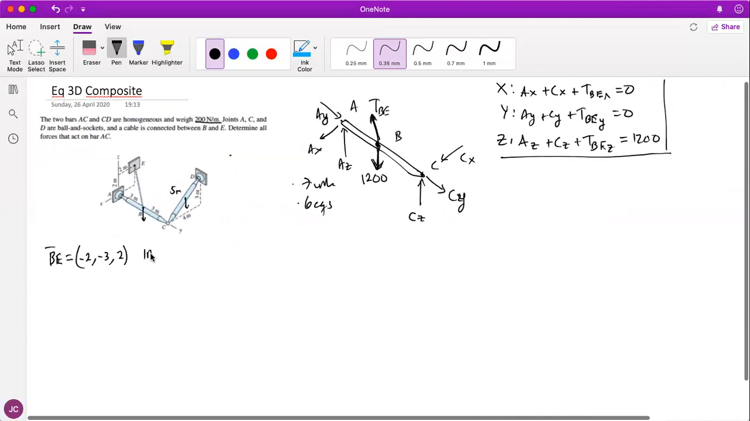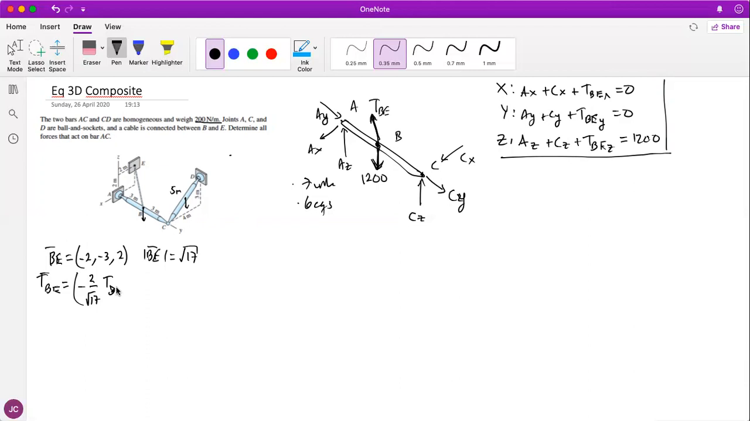Now I can put BE as the magnitude, being 17 inside a square root. Therefore, TBE all around this. Already I'm going to put -2 square root of 17. This is the unit vector times the magnitude TBE, comma, -3 square root of 17 TBE, comma, and 2 square root of 17 TBE. Okay, now I can put those things over there.